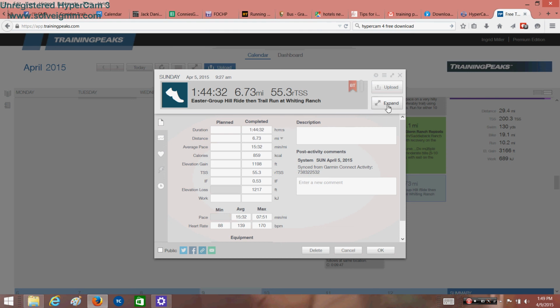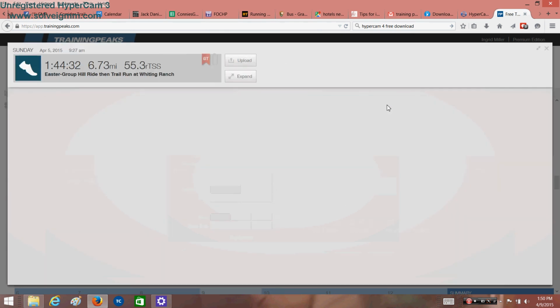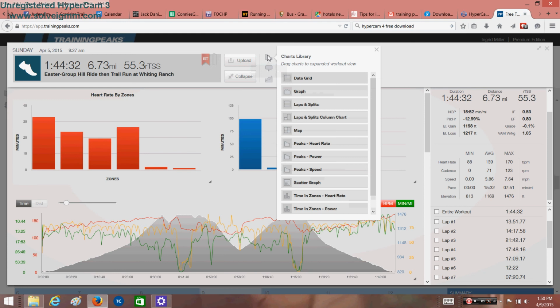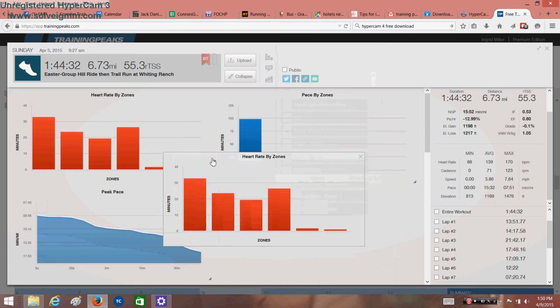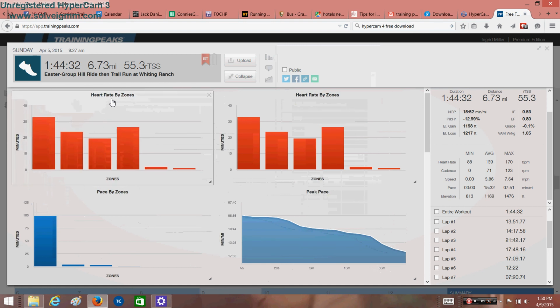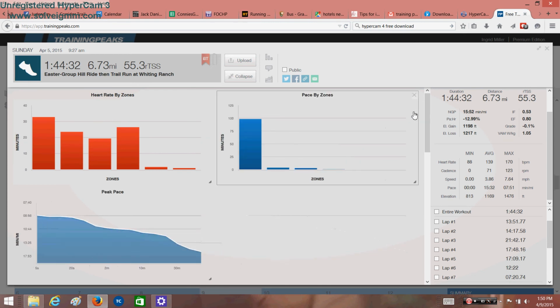So up here, click on the expand button, and now things open up and you get all sorts of goodies. These are all charts, and you decide what charts you want by going up here to the top. Click on here, it says Charts Library. Click on it. There's all sorts of things that you can choose. Most important one is going to be time in heart rate zones. You click on it and drag it. You see now I'm getting a duplicate, but that's okay. Let me get rid of my duplicate one. I don't want to get too confusing.